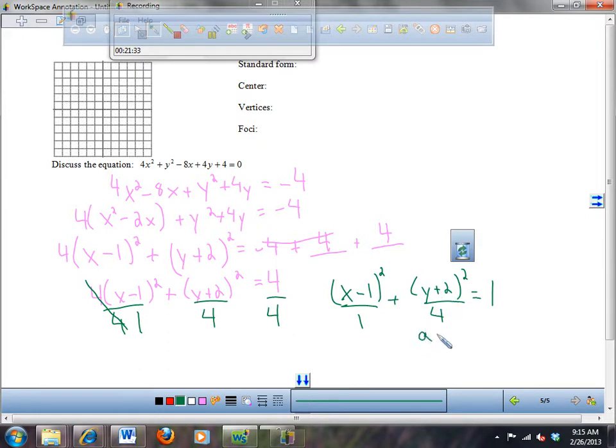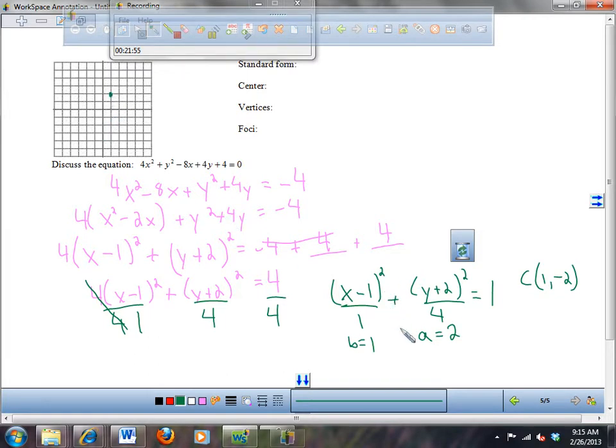So that means that A is 2 and B is 1. And the center is at 1 comma negative 2. All right? And then you could graph the rest. Do you want me to keep going? Not particularly. Center is at 1 comma negative 2.